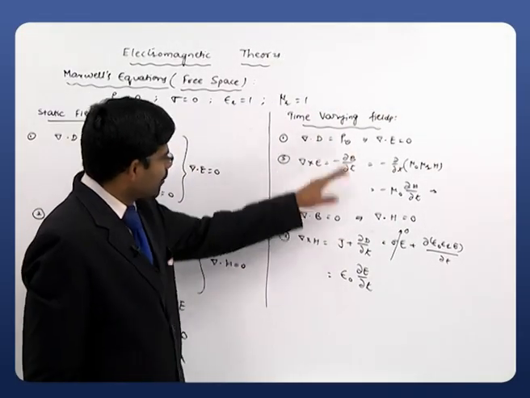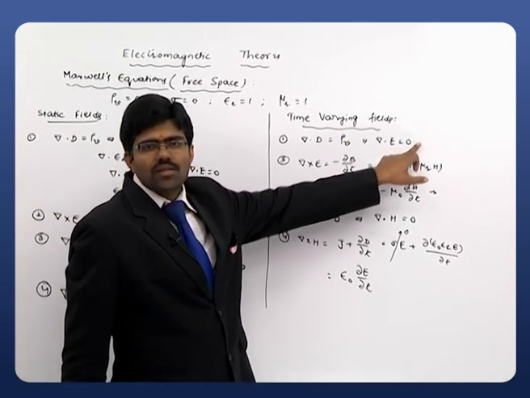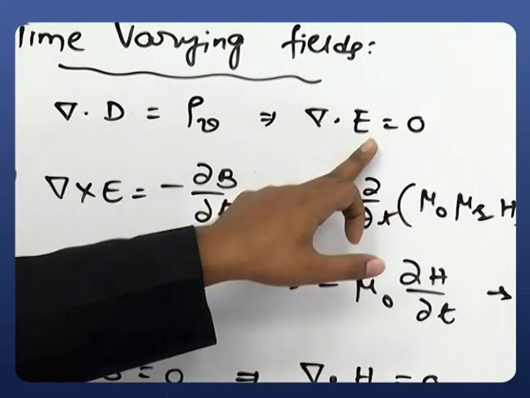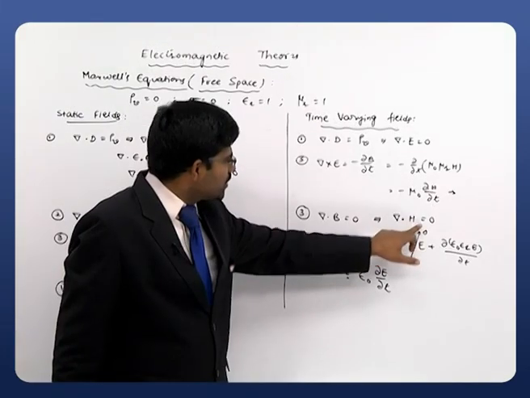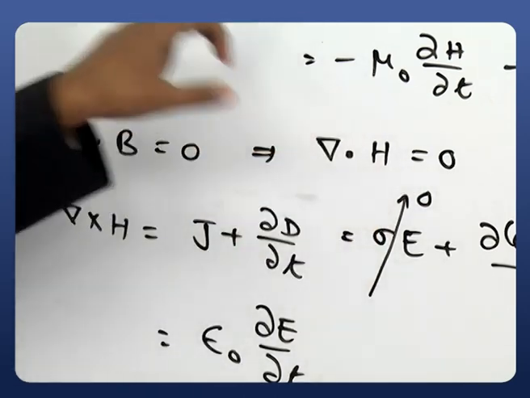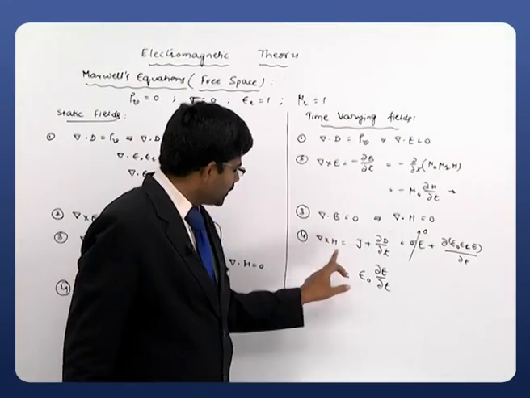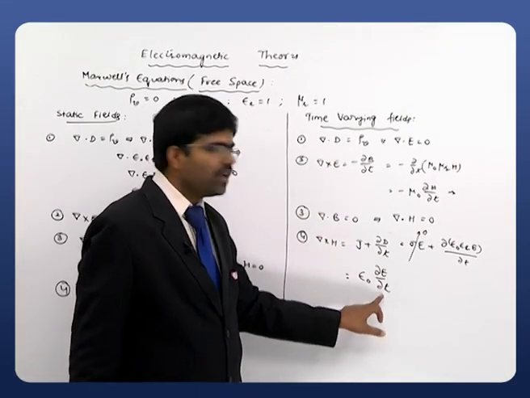Now once again compile them. Del dot E is equal to 0, which means the electric field intensity does not diverge. Del dot H is equal to 0, the magnetic field intensity also does not diverge. But del cross E is equal to minus mu naught dH by dt. Del cross H is equal to epsilon naught dE by dt.